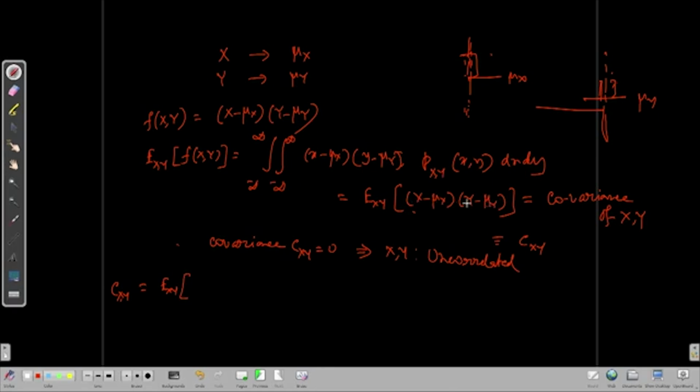Simple multiplication will be x y minus mu x y minus mu y x plus mu x mu y. And I told you E is a linear operator. E on summation of these functions is same as E on this, E on this, E on this, E on this, because if you multiply this by the joint density of x y and then integrate the double integral, you can separate out one on this, one on this, one on this, one on this. So, you get average of this, average of this, average of this, average of this.